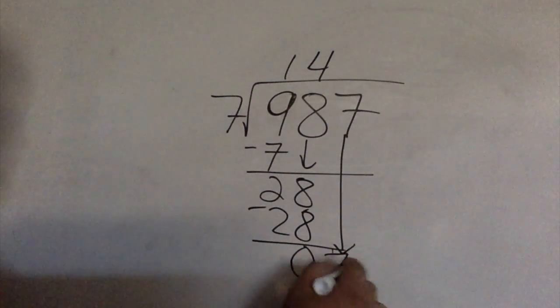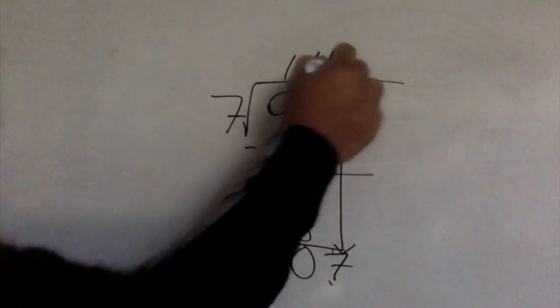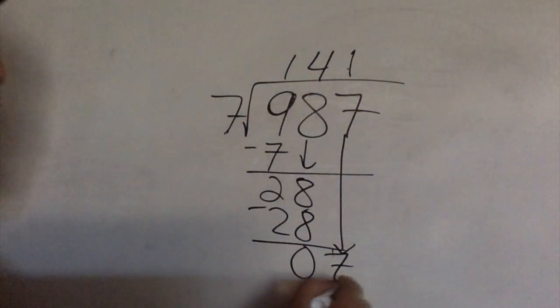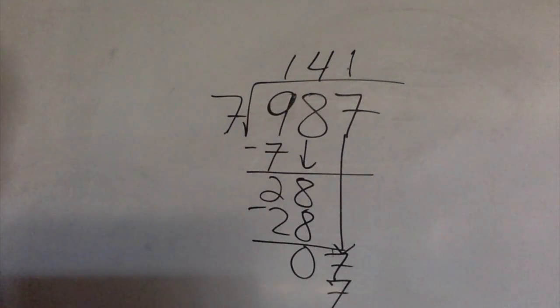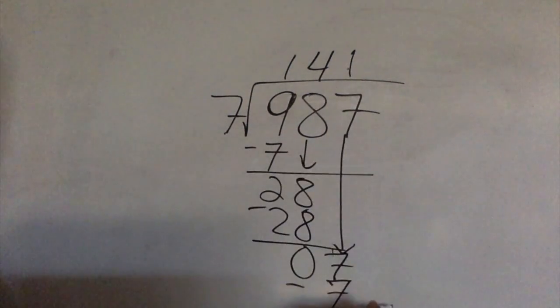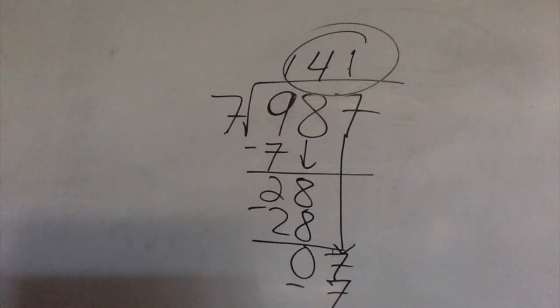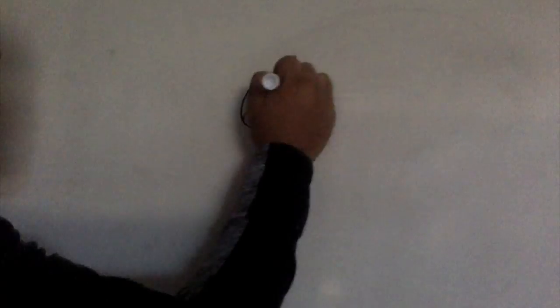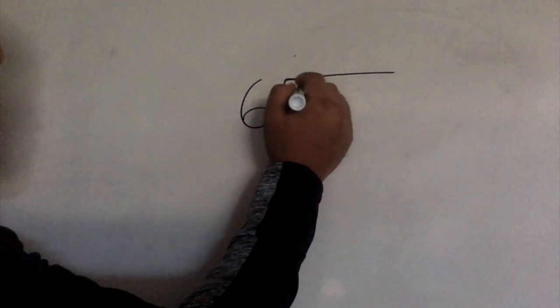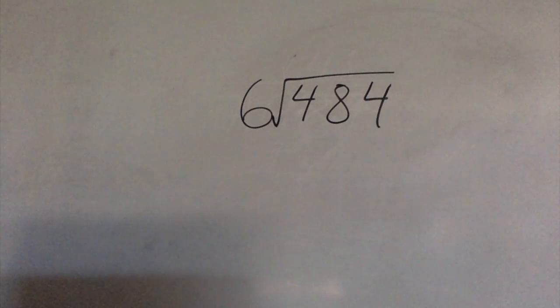Drop the 7. How many times does 7 go into 7? Once. 7 times 1 equals 7. And we have a subtraction. 7 minus 7 equals 0. Any more numbers to drop? Nope. So our answer is 141. Kids, I think we should try just one more before we go off on our own. 484 divided by 6. Pause the video, give it a try on your own.